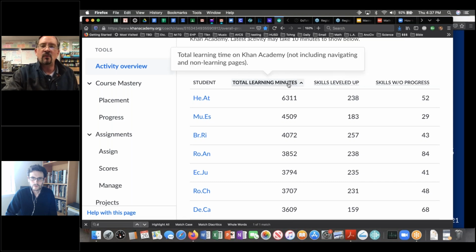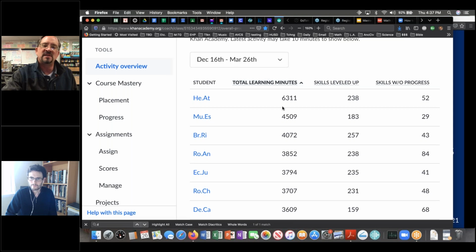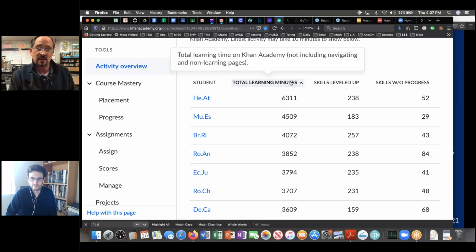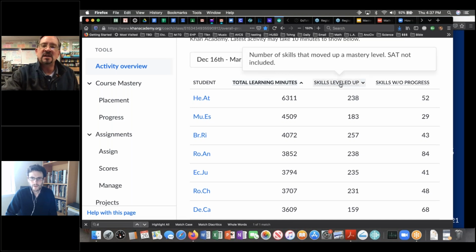Next, after a few weeks of that, I phase out of focusing on minutes on task, because you can fake the minutes on task by just leaving the screen open. The smart kids start to figure that out. Then I started focusing instead on skills leveled up.